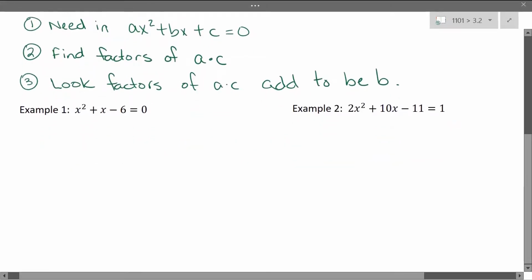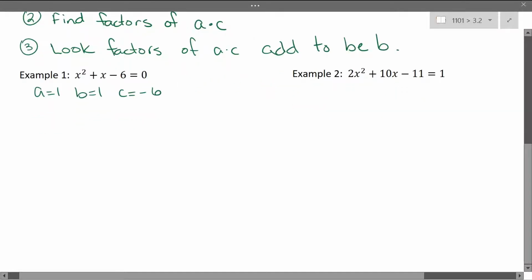In our first example, we have x squared plus x minus 6 equals 0. Okay, so we're set equal to 0, which was our initial condition. It has to be equal to 0. So let's identify our a, b, and c. A is equal to 1, b is equal to 1, and c is equal to negative 6. So let's look at our factors of a times c. So a times c is 1 times negative 6, which is negative 6.